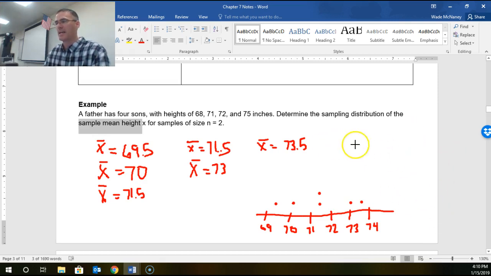Now, how well did this actually do at predicting the true population mean? So now I want you to actually find the population mean. I'm going to let you think about this for a second. What am I asking you to find when I ask you to find the population mean?